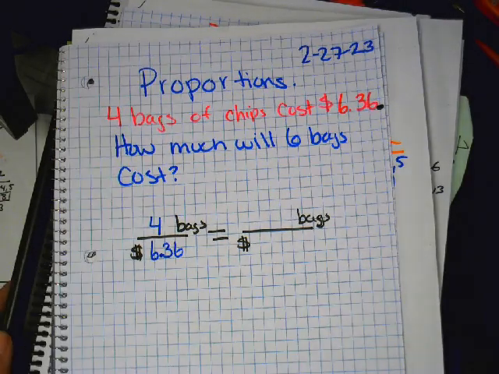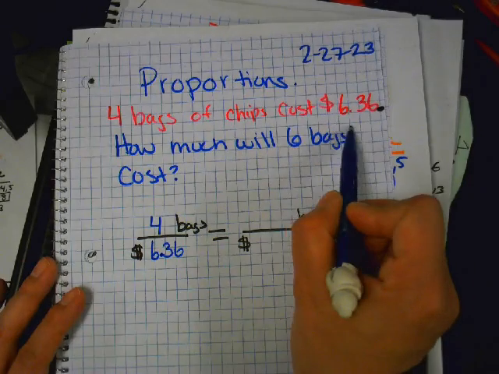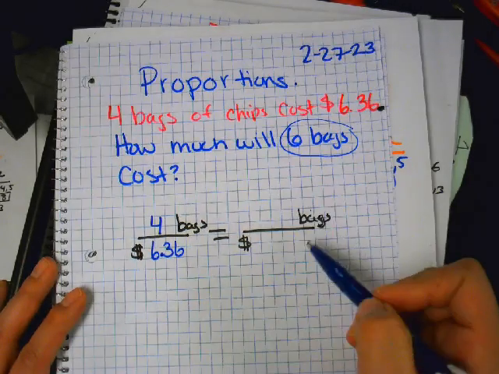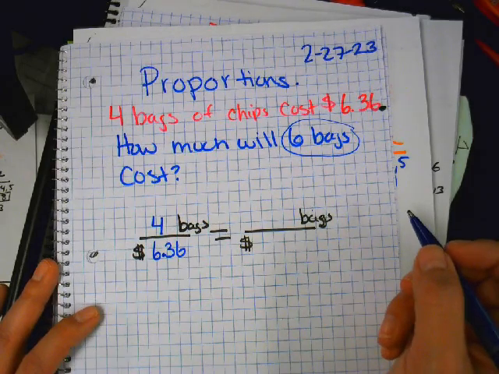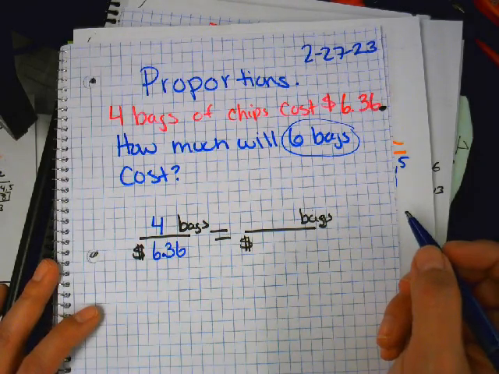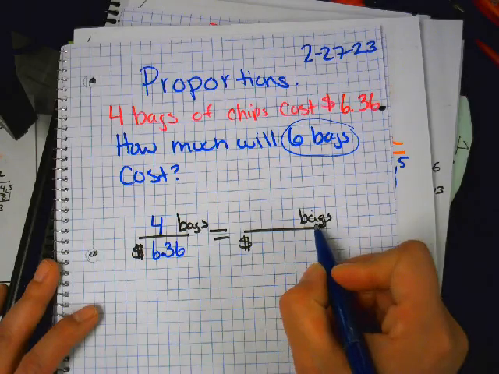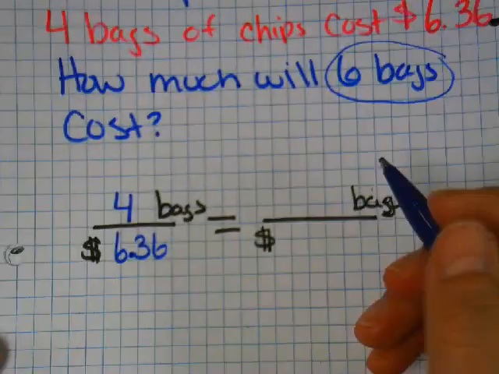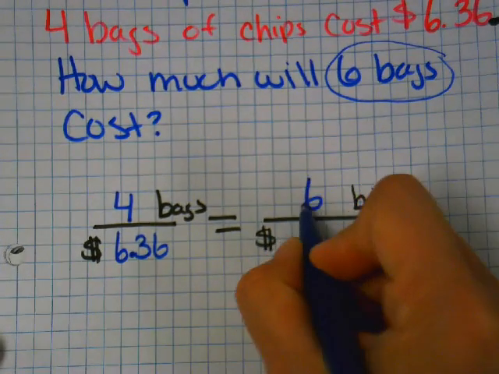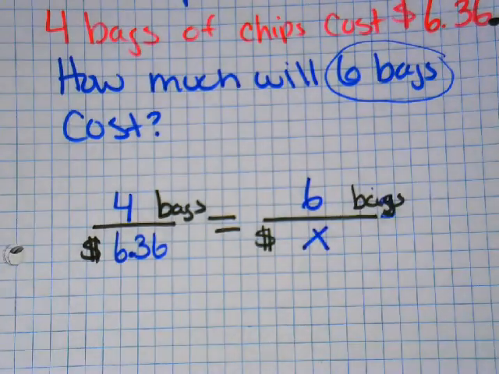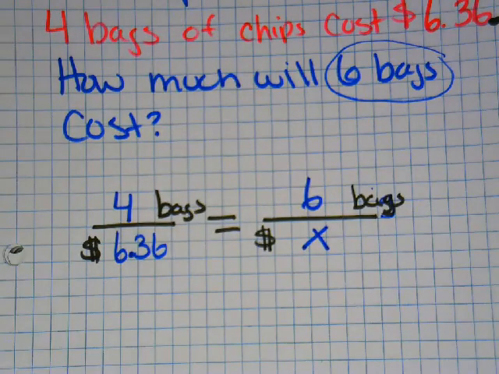How much will 6 bags cost? Where do I put this number 6? On the top or the bottom? Top. Why on the top? You're correct. Because it's bags, right? That's why we label it. So this is 6 and this is X. So does anybody know how to solve this?